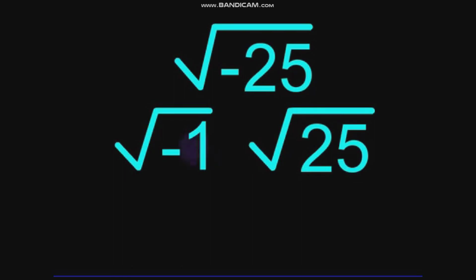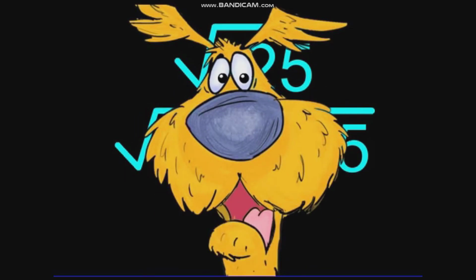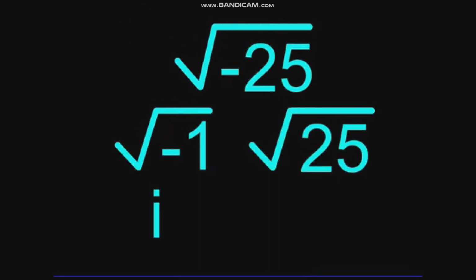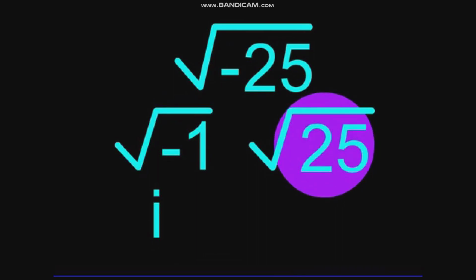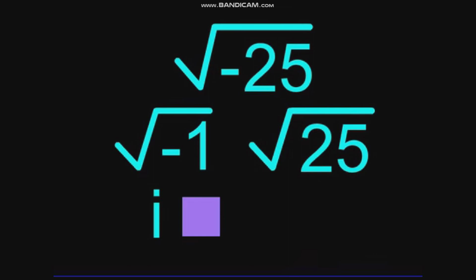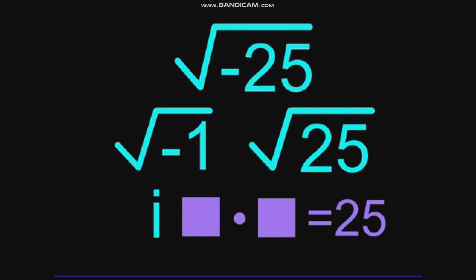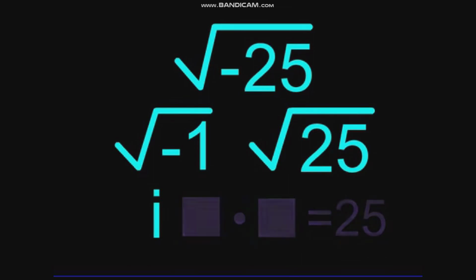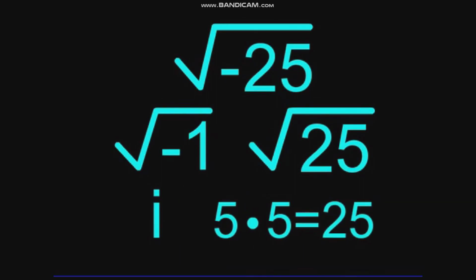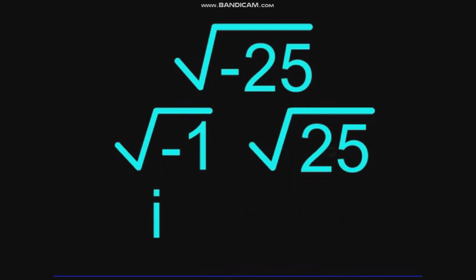So what is the square root of -1? That's right. i is the square root of -1. We also have to find the square root of 25. What number times itself equals 25? That's right. 5 times 5 is 25. So the square root of 25 is 5. That leaves us with our answer, 5i.